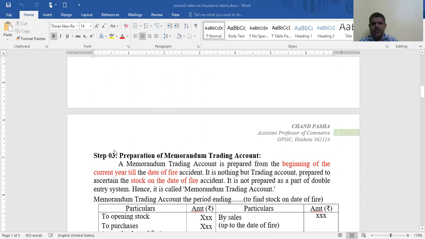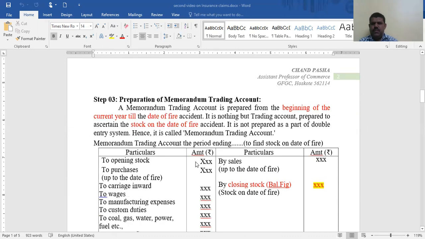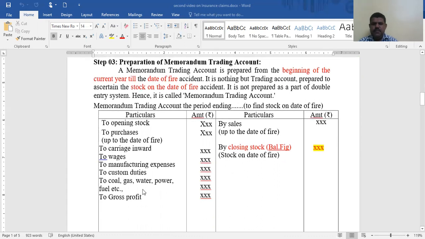From there we move to step number 3, preparation of memorandum trading account. Remember, this is done for the current year, the year in which the fire accident took place, that is, for the current year till the date of the fire accident. Again, we follow the same procedure: opening stock, purchases, sales. Here, first find out gross profit. Then the closing answer is called closing stock, or stock on the date of fire.